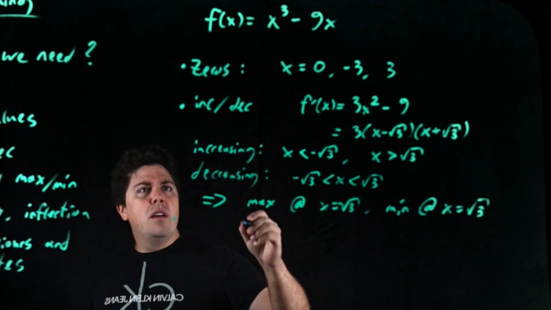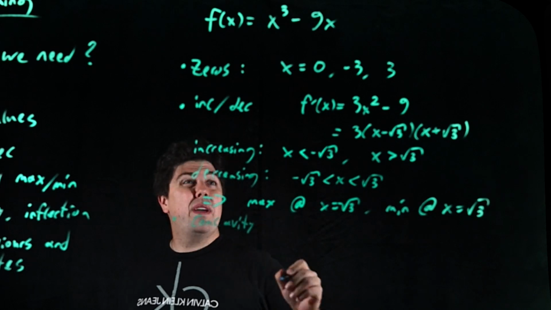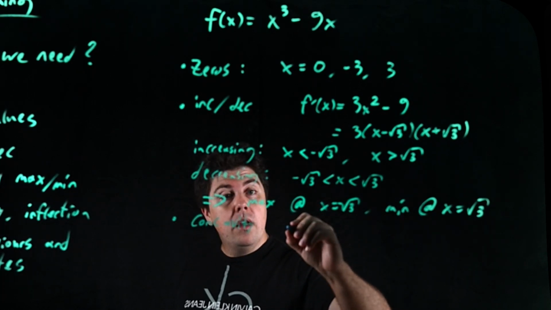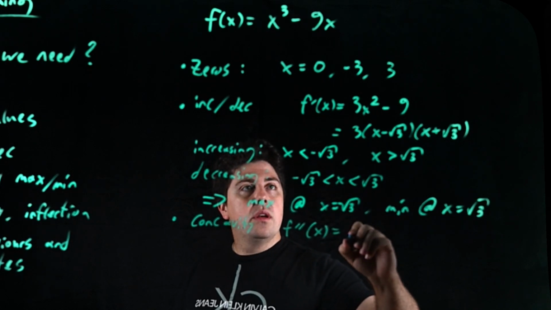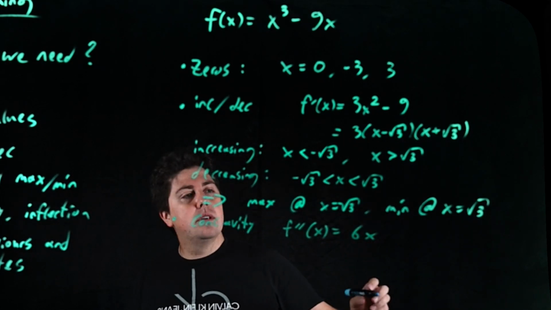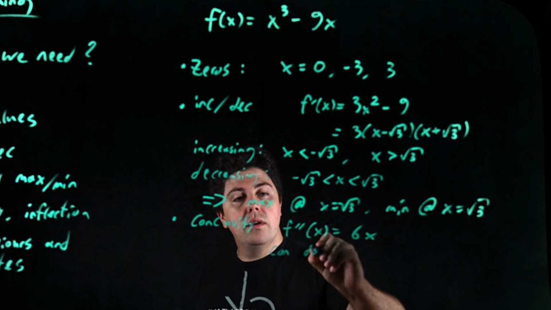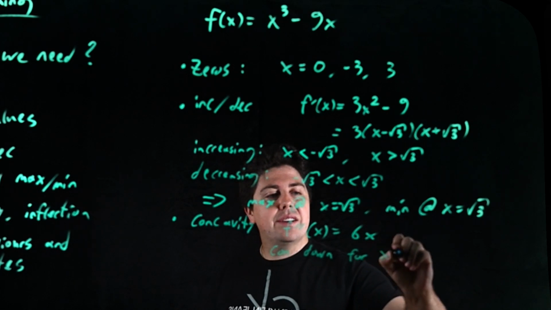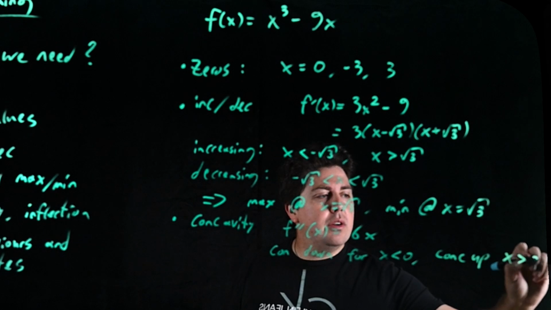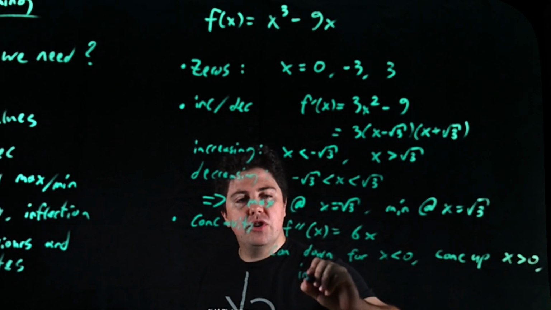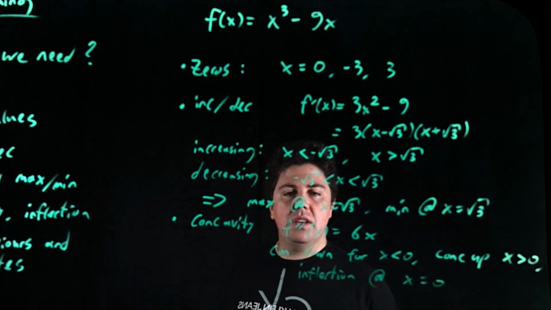So finally, for the concavity, we have that the second derivative is equal to 6x. So this means that we're concave down for x less than 0, concave up for x greater than 0, and we have an inflection point at x equals 0.